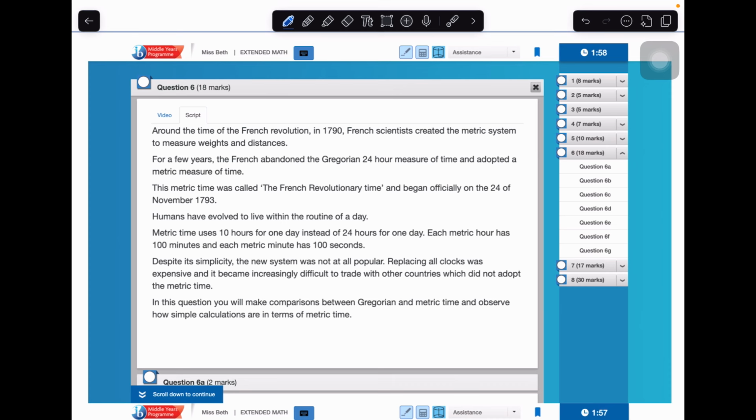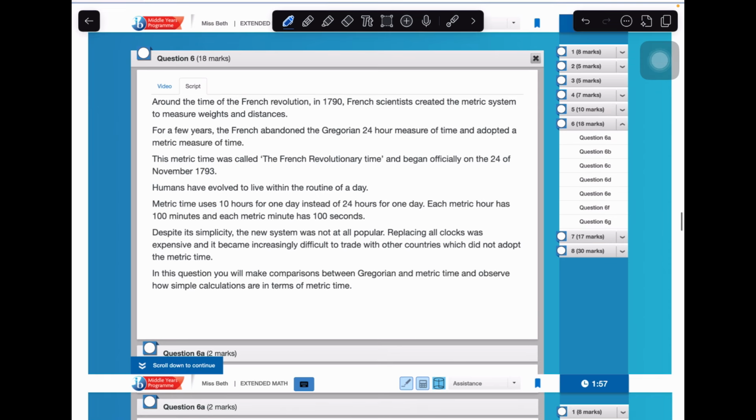Okay, on to question 6. So, around the time of the French Revolution in 1790, French scientists created the metric system to measure weights and distances. For a few years, the French abandoned the Gregorian 24-hour measure of time and adopted a metric measure of time. This metric time was called the French Revolutionary Time and began officially on the 24th of November 1793.